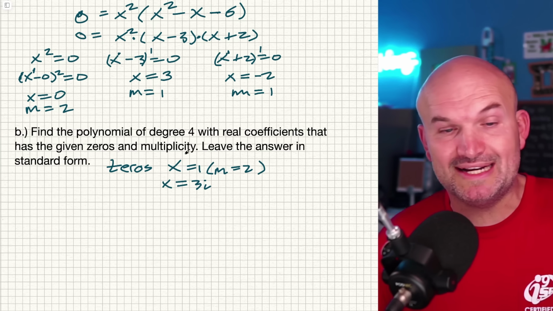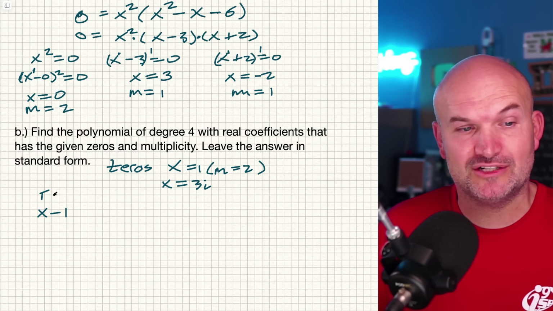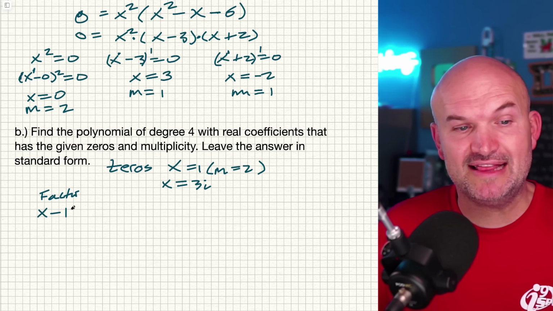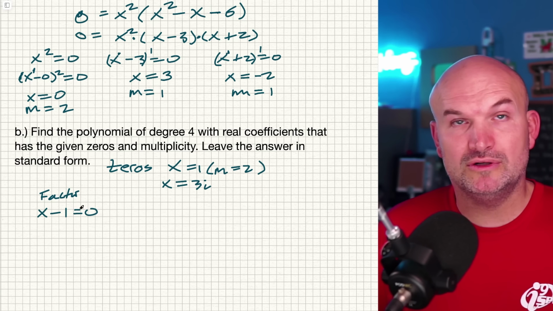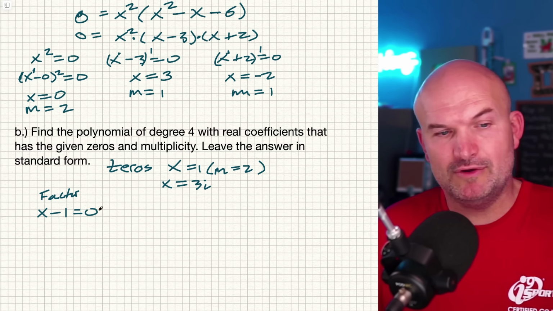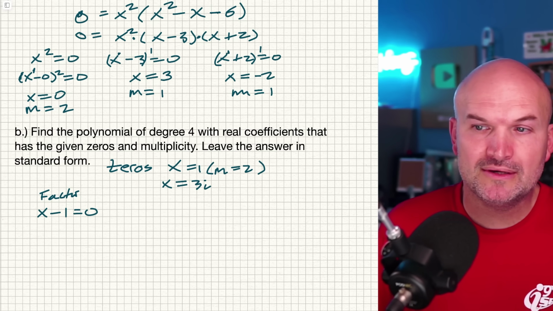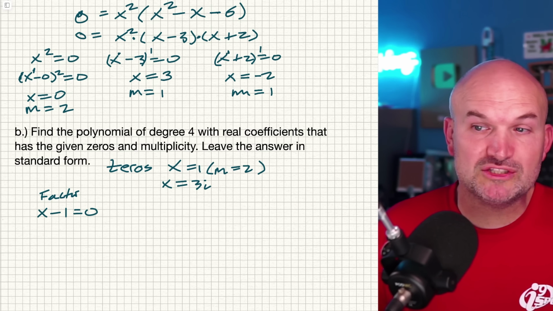So if 1 is a zero, that means x minus 1 is going to be a factor. And then we can set that factor equal to 0, right? We can set x minus 1 equal to 0. And then if you add 1, you get x equals 1, right? So x minus 1 is going to be a factor. But remember, it had a multiplicity of 2.